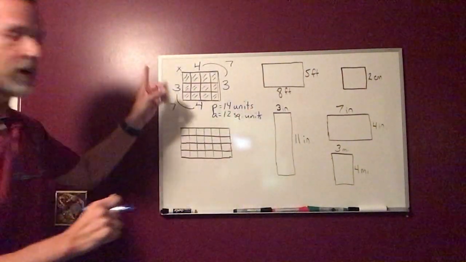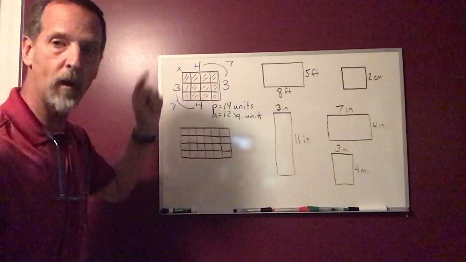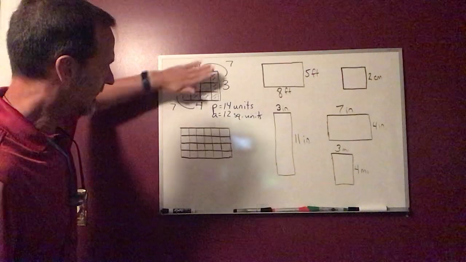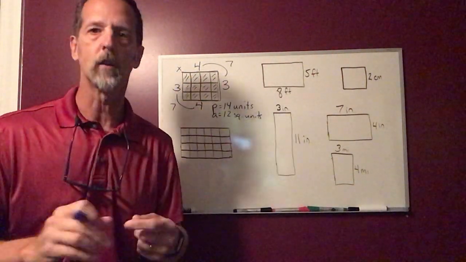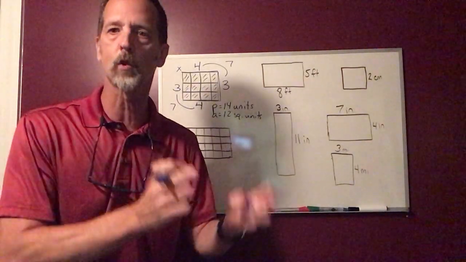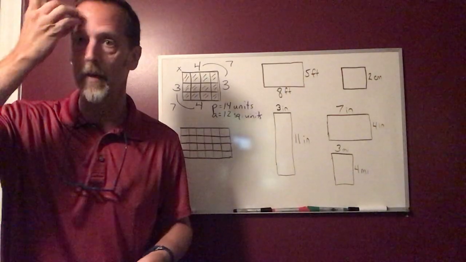So this had a perimeter outside, 14 units. I added my way around. And on the inside, it had an area of 12 square units. Area always counts in squares. Let's take a look at the next figure, and let's talk about the area and perimeter.